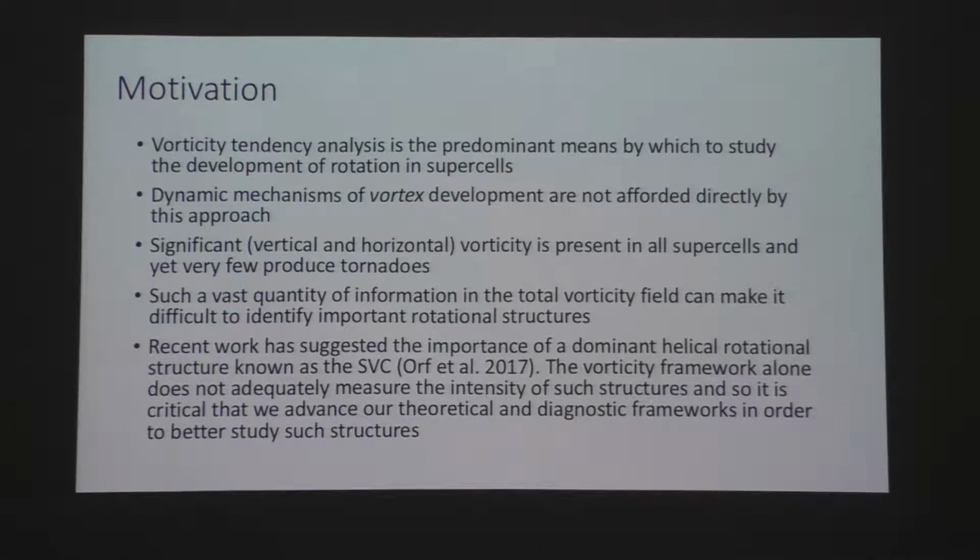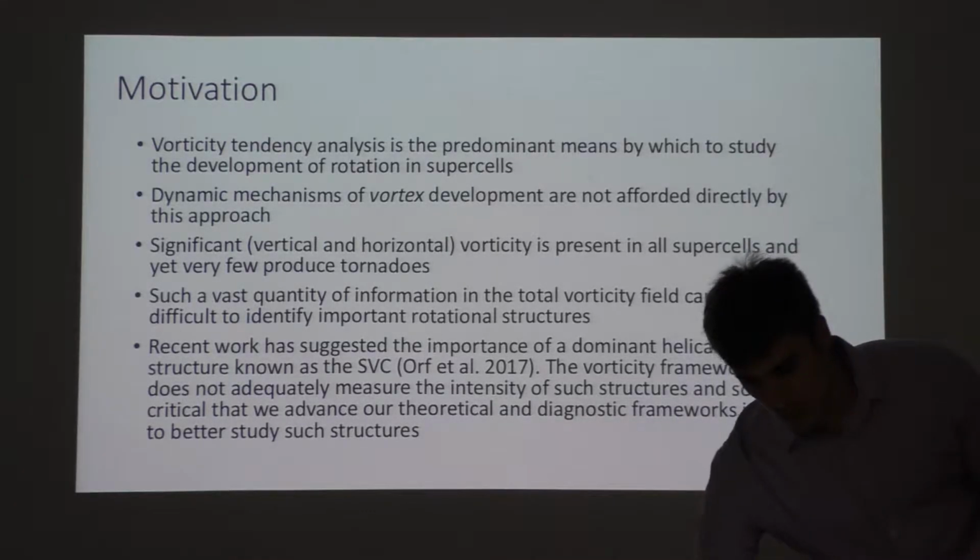There's so much information in the total vorticity field that it's often difficult to identify what may be important within that information. So, as we just looked at, the recent work by Dr. Rotunno isolated a dominant helical structure that appeared to play a role in tornadogenesis in their simulation. The vorticity framework alone doesn't measure the intensity of helical versus crosswise structures. So with the knowledge that helical structures are important in supercell tornadogenesis, it's critical that we develop an adequate diagnostic approach to study the differences between helical structures and crosswise oriented structures.